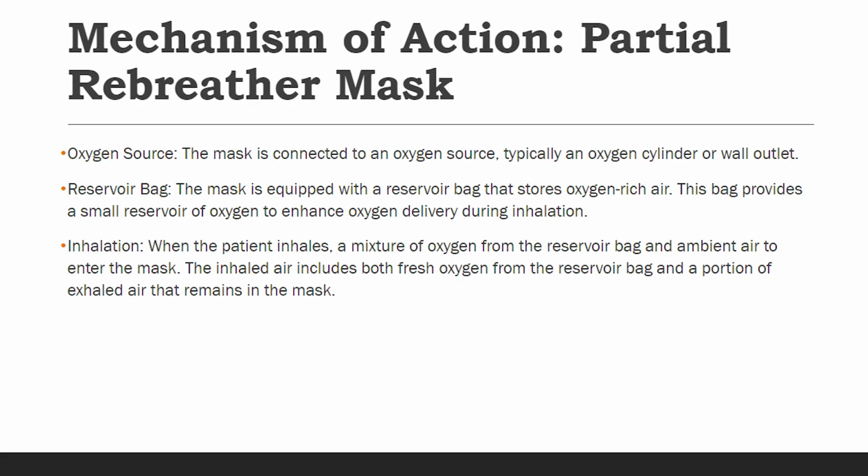Mechanism of action of the partial rebreather mask. Now, let's dive into how the partial rebreather mask functions, similar to the non-rebreather mask. Just like its counterpart, the mask is connected to an oxygen source, often an oxygen cylinder or a wall outlet. The mask features a reservoir bag that stores oxygen-rich air. This bag serves as a small reservoir of oxygen to enhance inhalation. When the patient inhales, the partial rebreather mask allows a blend of oxygen from the reservoir bag and ambient air to enter the mask. This inhaled air includes fresh oxygen from the reservoir bag along with a portion of exhaled air that remains in the mask.